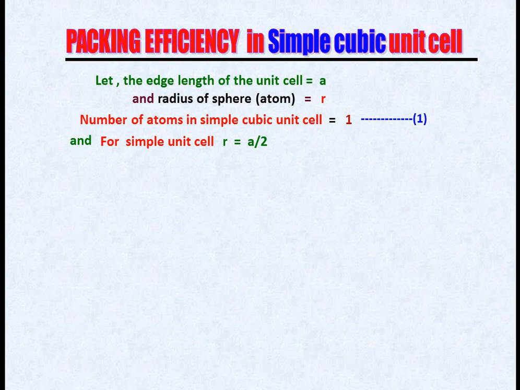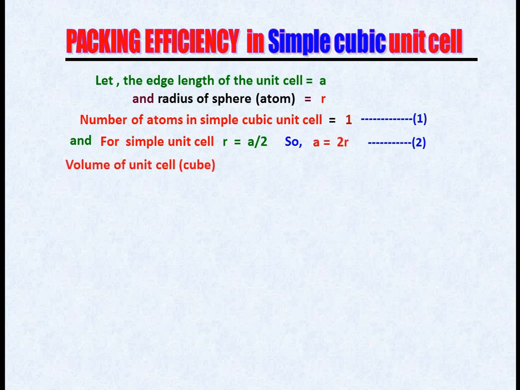By using this relationship, we can convert the edge length into R, so that we will put this value in the volume of the unit cell, that is equal to edge length cube, and it changes in terms of R, and it will be easiest to do the calculations. So for simple unit cell, R is equal to A by 2. Now we are going to express A in terms of R. Therefore, we can say that A is equal to 2R. Put it as equation number 2.